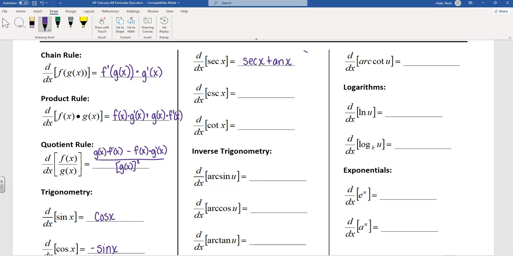So cosecant. Negative cosecant x cotangent x. Cotangent is negative cosecant squared x. If you don't know tangent or secant, you're probably going to miss a problem. If you don't know cosecant or cotangent, you might not miss any problems. You might. They could put it on there, but it's not a very common problem.